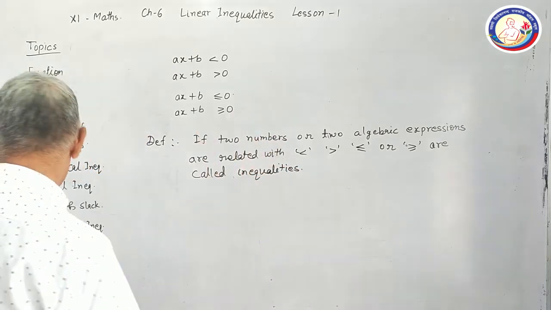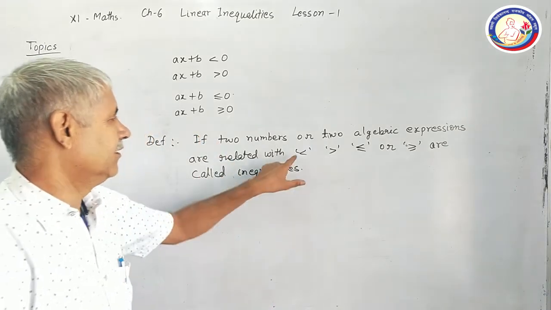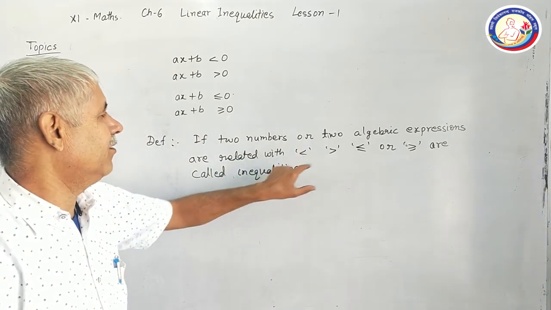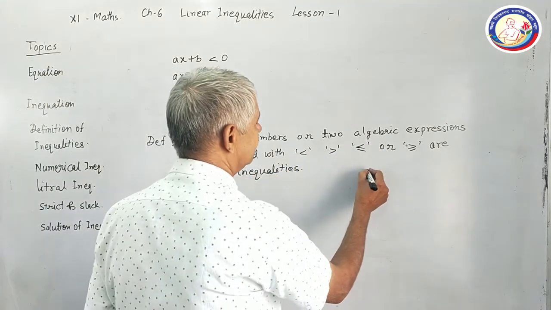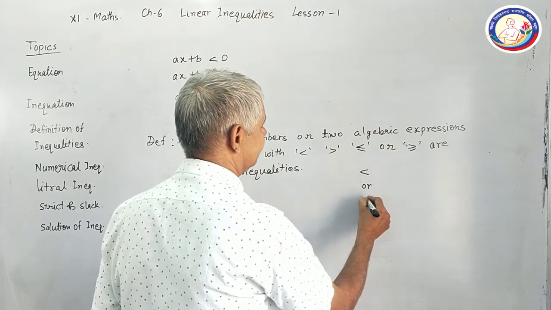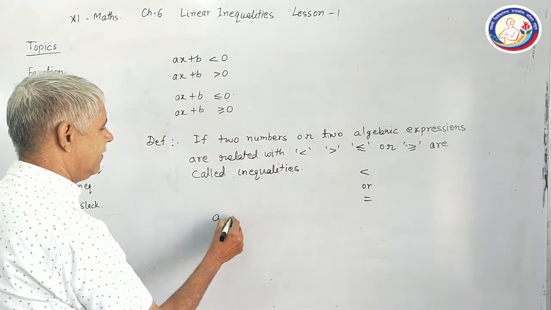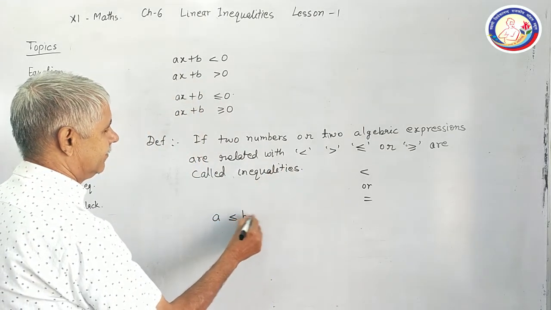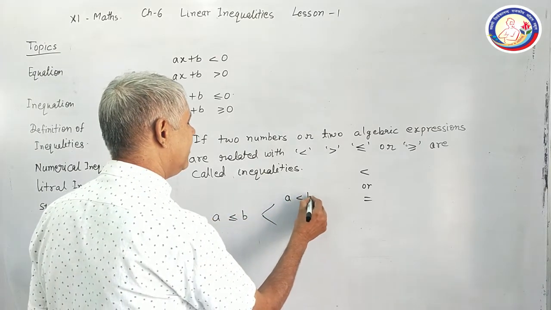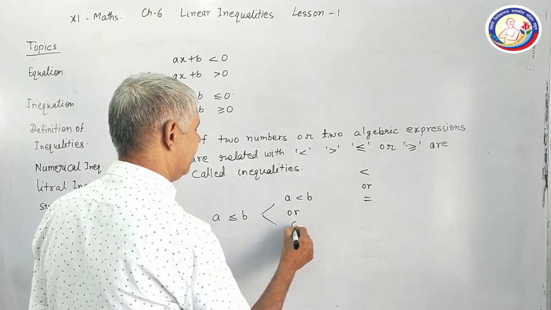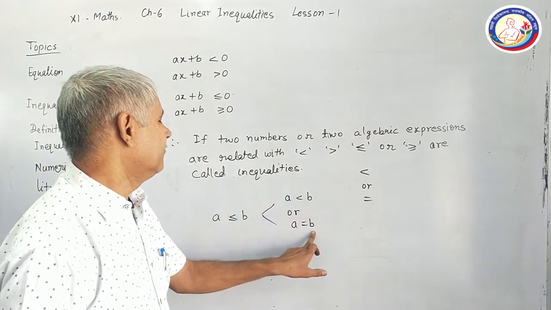Inequality. This is the definition. So there must be the less than symbol, greater than symbol, less than or equal to. These are two symbols. First is less than or equal to. We read it as, just say, A less than or equal to B. It means there are two statements: A is less than B or A is equal to B. Either A is less than B or A is equal to B.